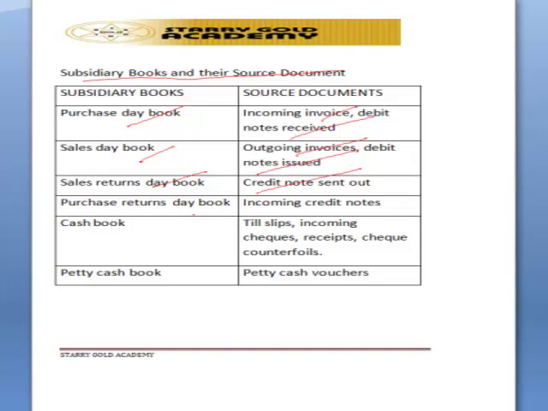Purchases return day book: incoming credit notes. Cash book: the source documents are till slips, incoming checks, receipts, and check counterfoils. And petty cash book: we have the petty cash voucher as the source document. This is examinable, it is testable in the exam. You must note the source documents to each of the subsidiary books of account.